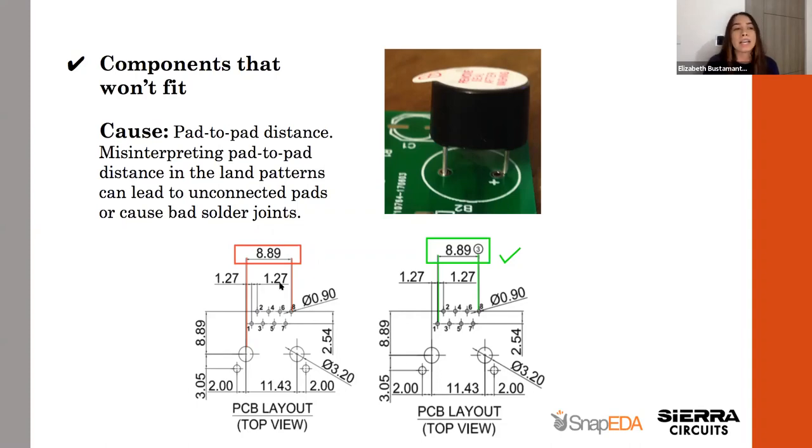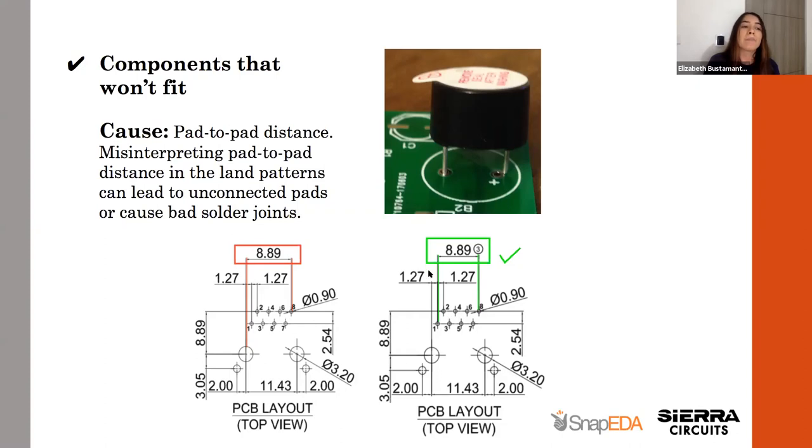You can see that in the image on the left, the manufacturer says the distance between the hole and pad number 8 is 8.89. But if you take a deep look at the datasheet and ask whether that is even possible, if you multiply 1.27 times 7, that's 8.89. It has to be longer. This distance is wrong, right?